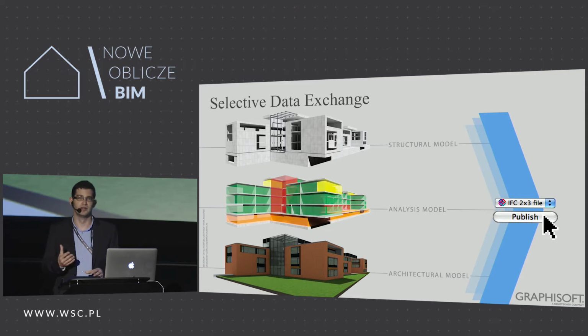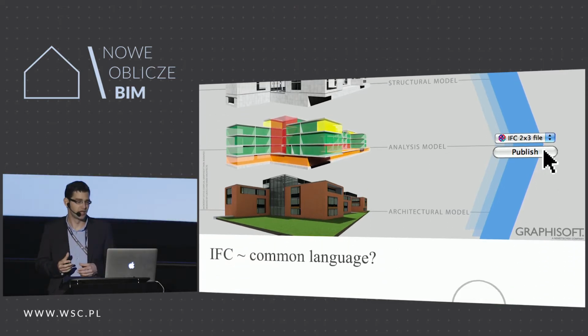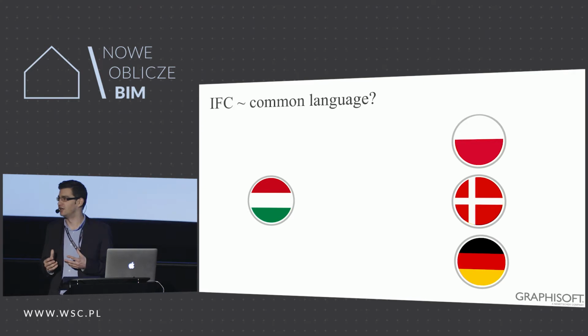Then we can export our model to the IFC file format. So far, I didn't talk much about IFC, but you can all sense that IFC is behind OpenBIM, right? So why IFC? Let me use the analogy of languages here. I'm Hungarian, so I speak Hungarian. I'm from Hungary. I speak Hungarian as my mother tongue. Most of you here are Polish. There might be some people from Denmark, Germany, all other countries. So we don't speak the same language.